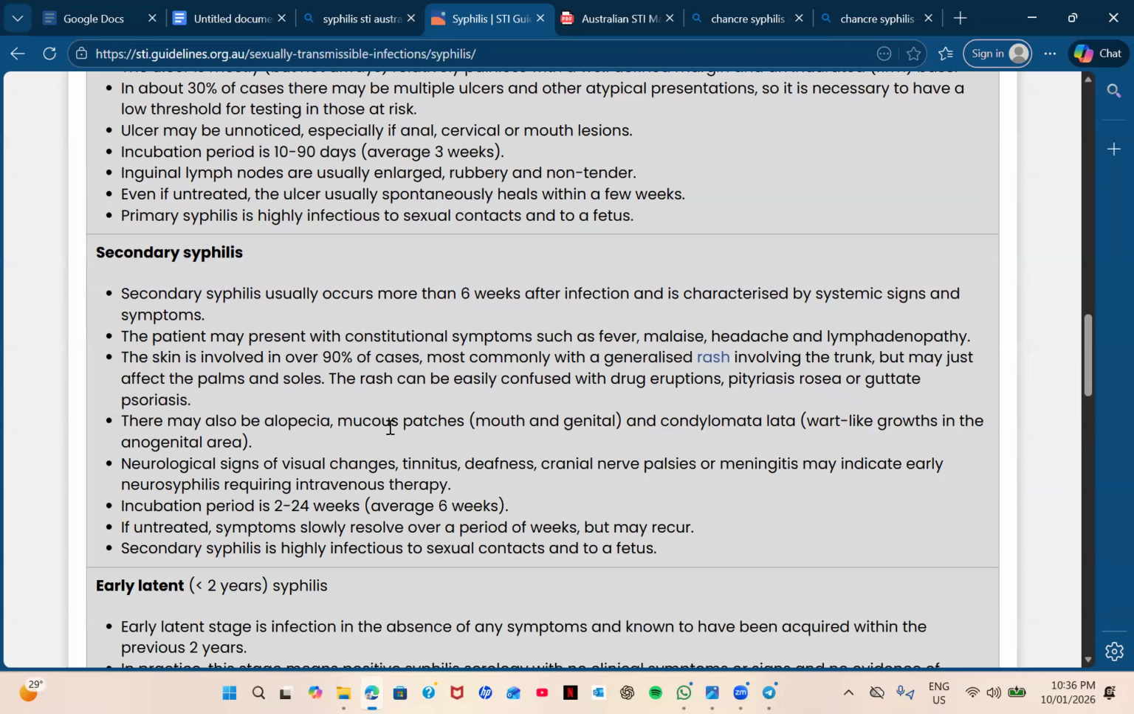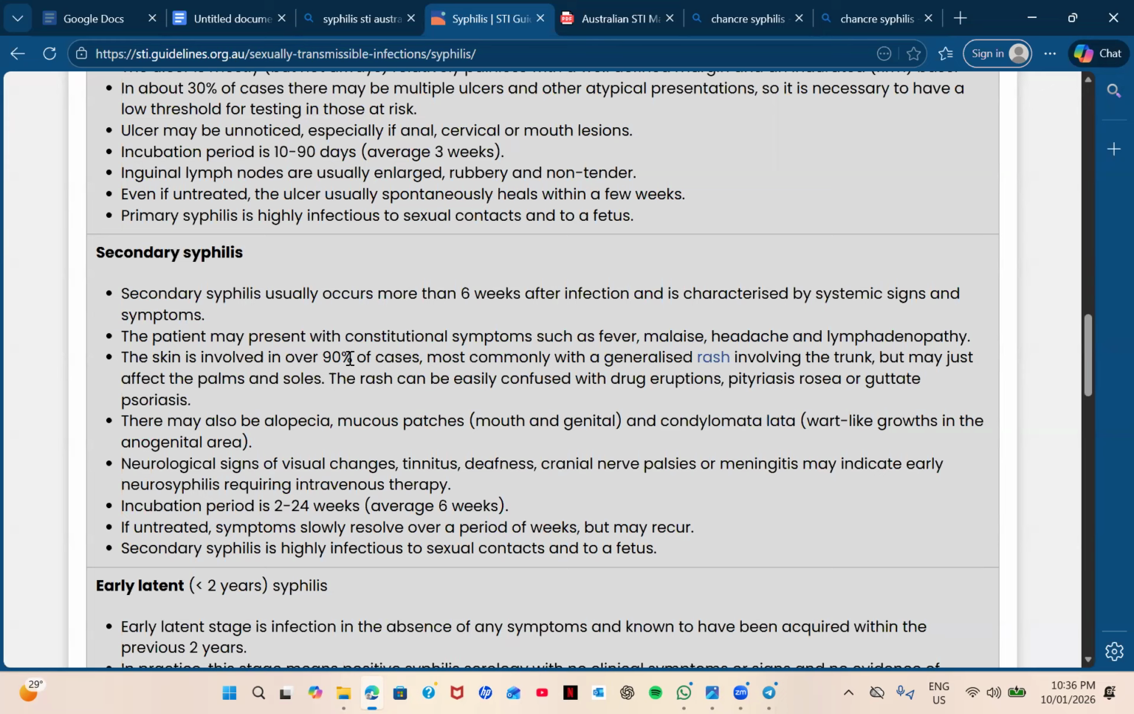Secondary syphilis, you should remember. Okay, 1 minute. I'll show. No, we will do the image question, then we will find this. Okay. So, then the secondary syphilis.